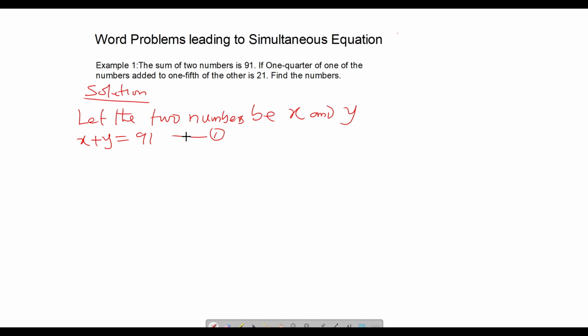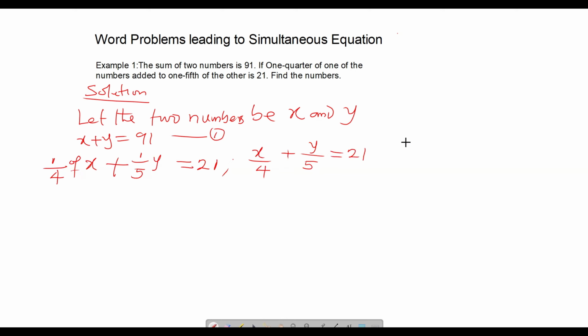Now, the second statement says if 1/4 of one of the numbers, it could be x, it could be y. So let's first pick x. And what's the meaning of 1/4? 1/4 means 1/4 of x, added, that's an addition, 1/5 of the other number. The other number here is y, equals 21. So this is a form of fraction. Let's turn it to a linear equation. This is the same thing as writing it as x/4 plus y/5 equals 21.